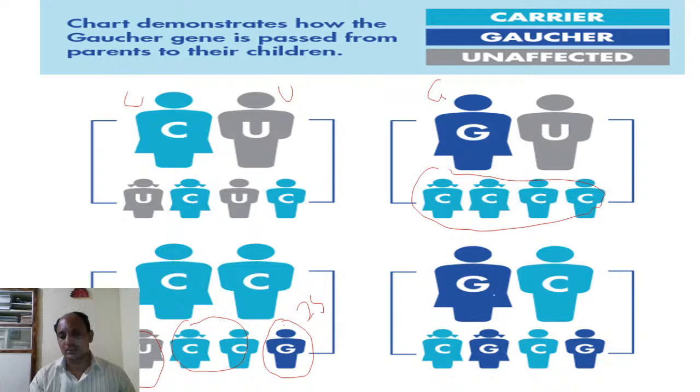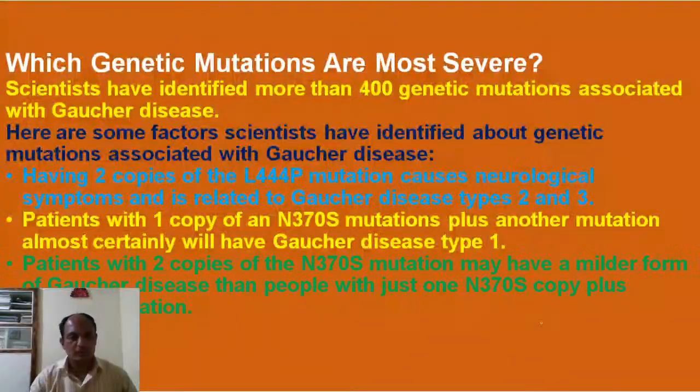And in the last case, if one parent is suffering from Gaucher disease and another one is a carrier, then in such cases 50% of progenies will be affected by Gaucher disease, and 50% of progenies will be carriers for Gaucher disease. So this is the chart which shows how Gaucher disease gets transmitted to the next generation.